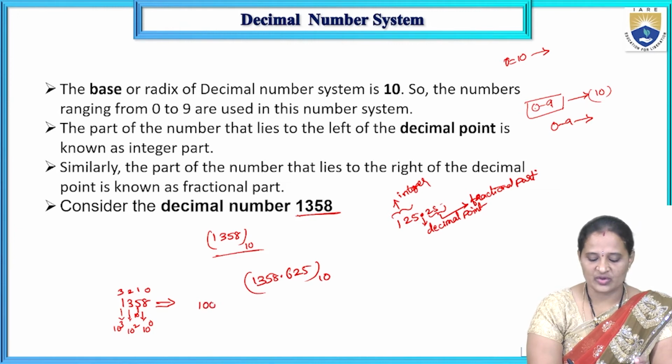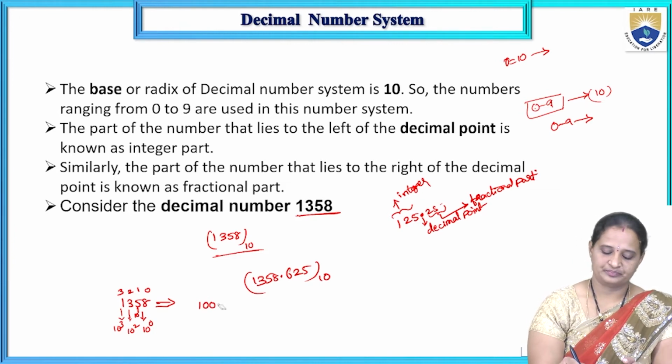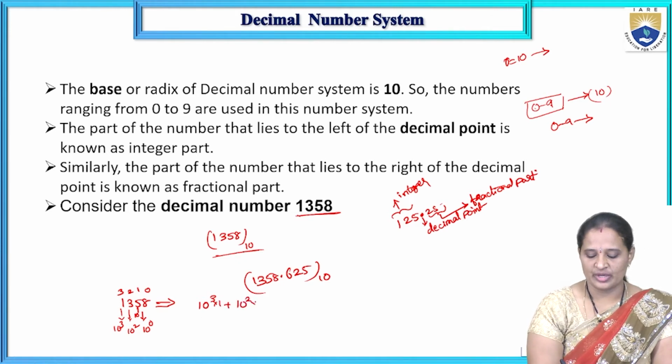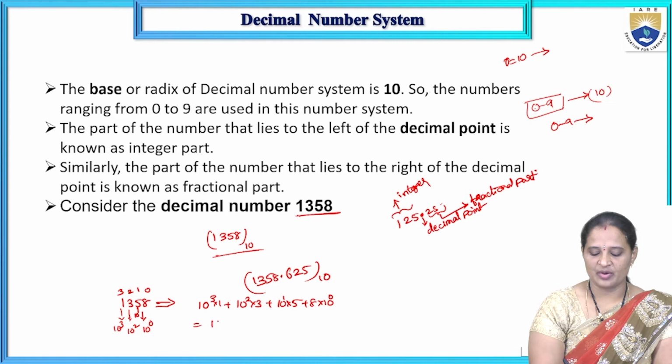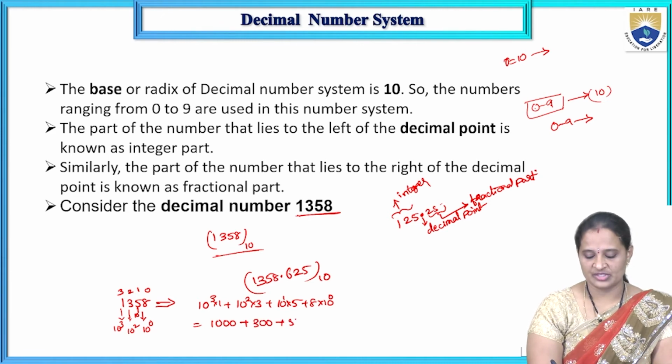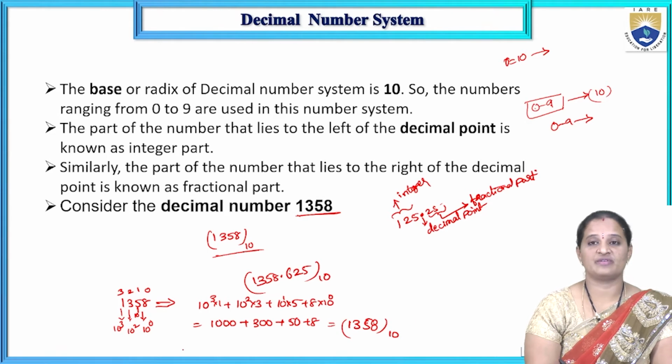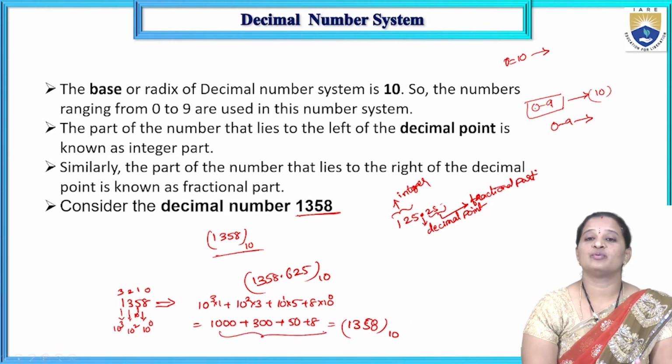So I can write this one as 10 power 3 into 1, plus 10 power 2 into 3, plus 10 into 5, plus 8 into 10 power 0. So how much is it? 10 power 3 means 1000, plus 10 power 2 means 100 into 3, that is 300, plus 10 into 5, which is 50, plus 8. Totally, what is the number here? 1358. This is the representation of a decimal number with the help of positional weights.